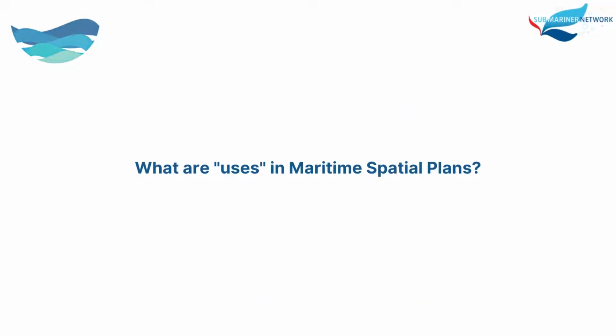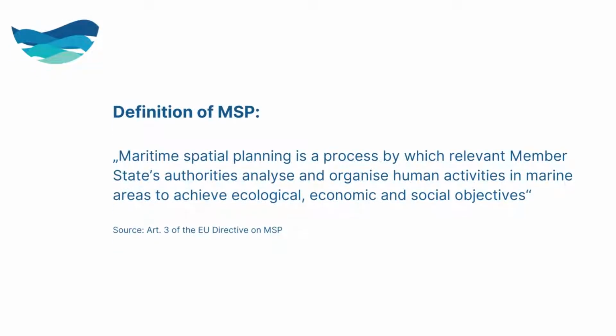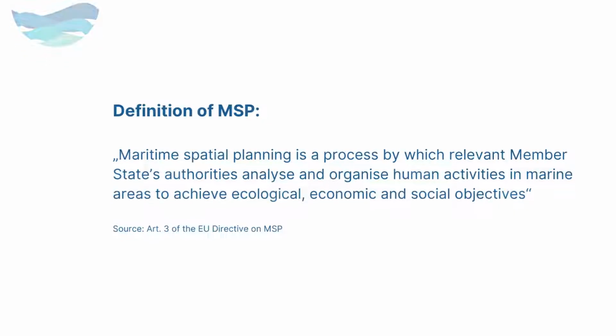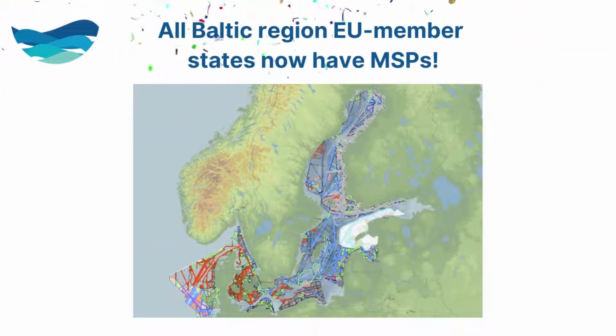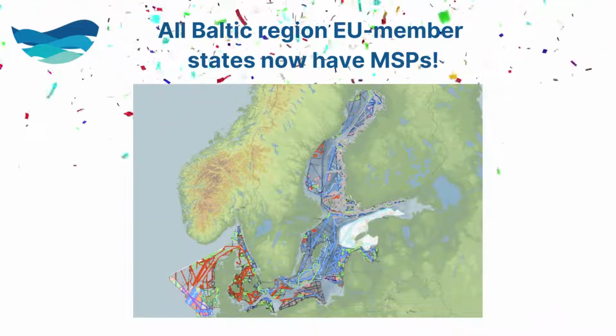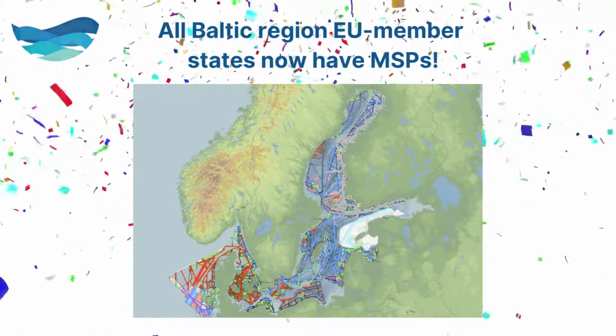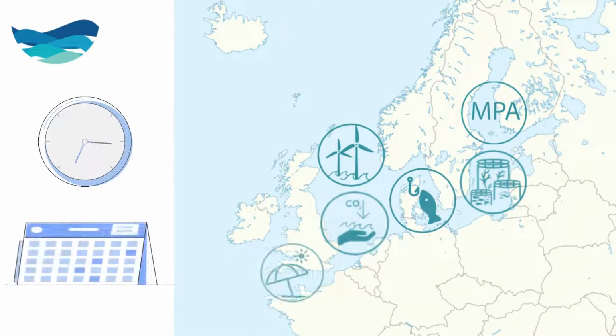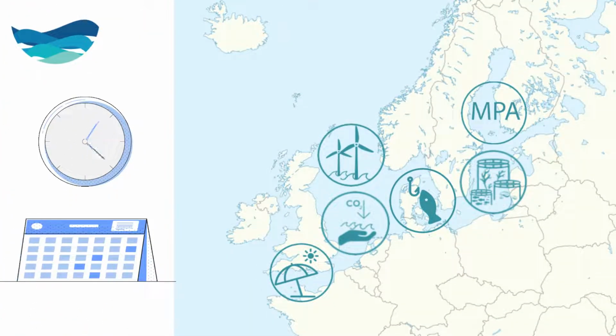Marine spatial planning, or MSP, is defined as a process by which relevant member states' authorities analyse and organise human activities in marine areas to achieve ecological, economic and social objectives. As of 2021, all Baltic states have officially signed off their own marine spatial plans, which designate areas for specific activities both now and in the future.